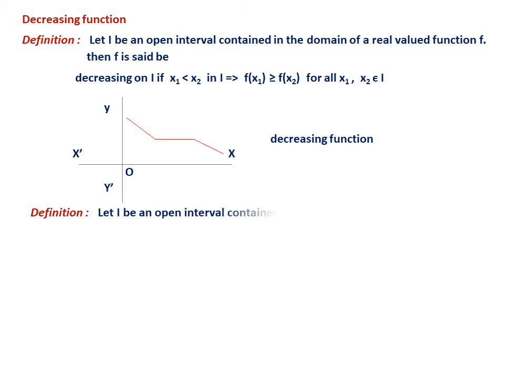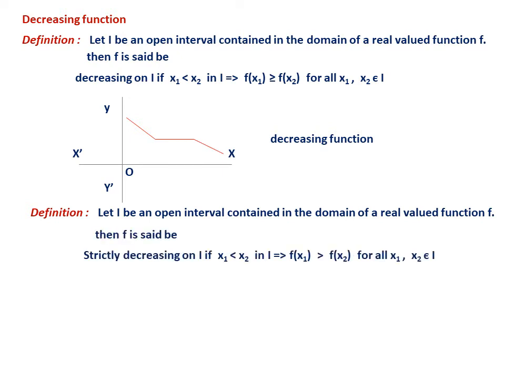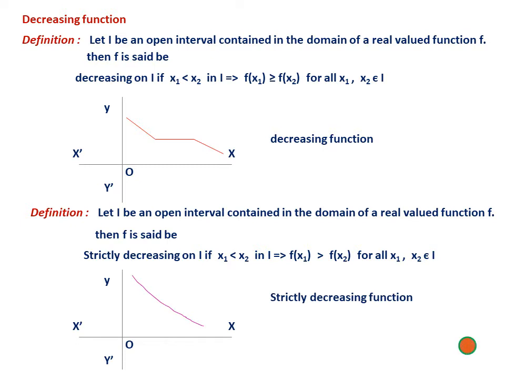Now, in the same way, what is the strictly decreasing function? Let I be an open interval contained in the domain of real valued function f. Then f is said to be a strictly decreasing function if x1 less than x2 in I implies f of x1 is more than f of x2. The inequality reverses. So the graph is like this. So here it is a strictly decreasing function. So 4 concepts you have to understand: increasing, strictly increasing, decreasing and strictly decreasing.